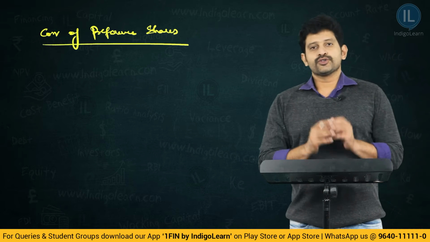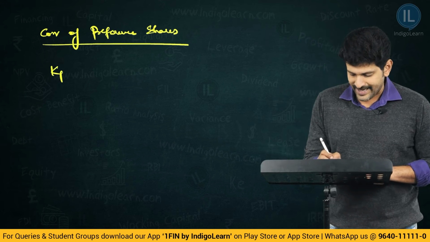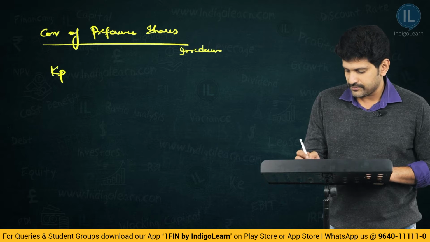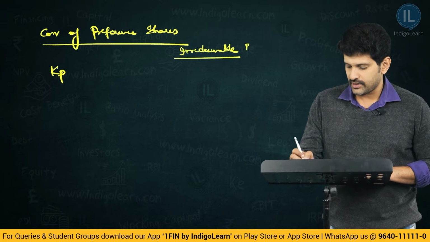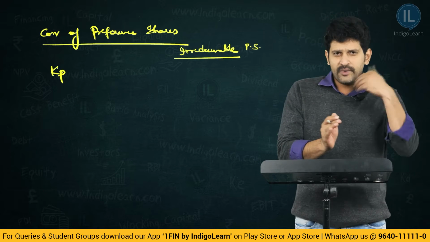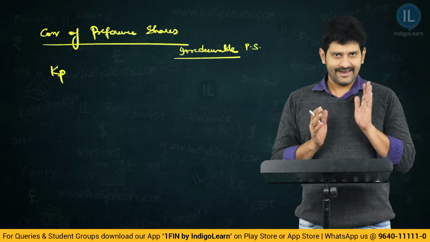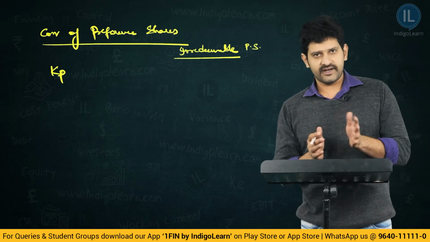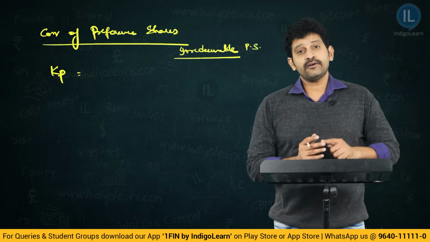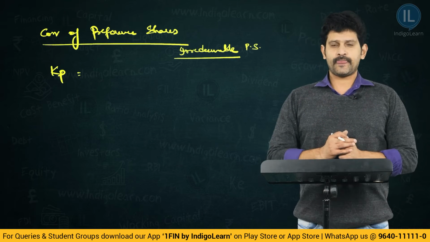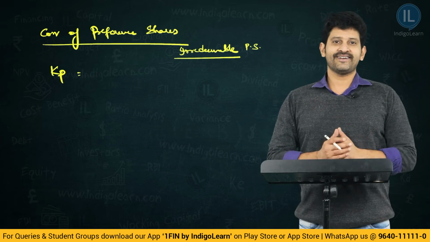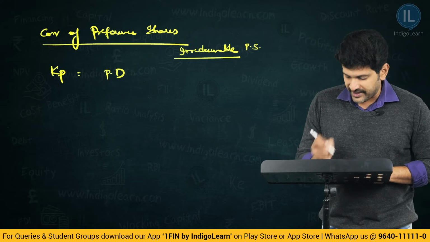Now, so how do you compute the cost? We will call it as KP. First we are talking about irredeemable preference shares. Now, what is the cost? Okay, let's go back to the debentures. What is the cost? Interest into 1 minus tax divided by the net proceeds. Now, interest is what is paid because of raising the debt. Now, what is that paid because of raising preference share? Preference dividend. Therefore, preference dividend.